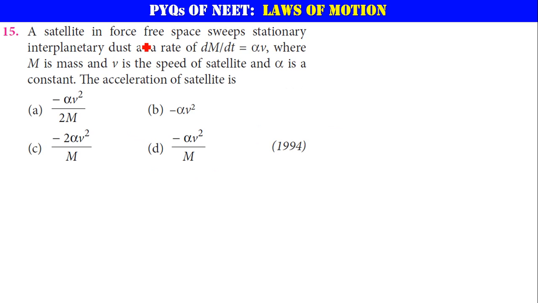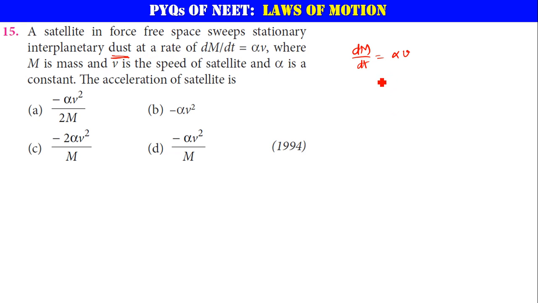A satellite in force free space sweeps a stationary interstellar dust at a rate of dm by dt, where dm by dt is equal to alpha v. Here m is the mass and v is the speed of the satellite, and alpha is a constant. The acceleration of the satellite is going to be retarded because of this dust.